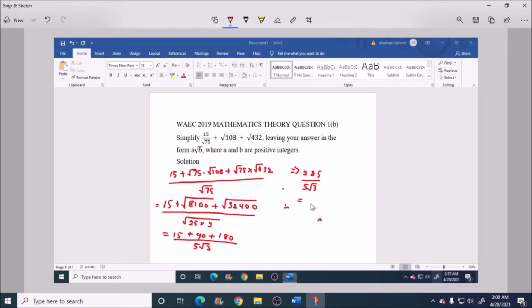over root 3. And then if you conjugate this, you have root 3 over root 3. So this will give us 57 root 3 over 3. Okay, so 3 in 57 will give us 19, and we are left with root 3. So that's the answer. 19 root 3 is the answer in the form a root b, where a and b are positive integers.